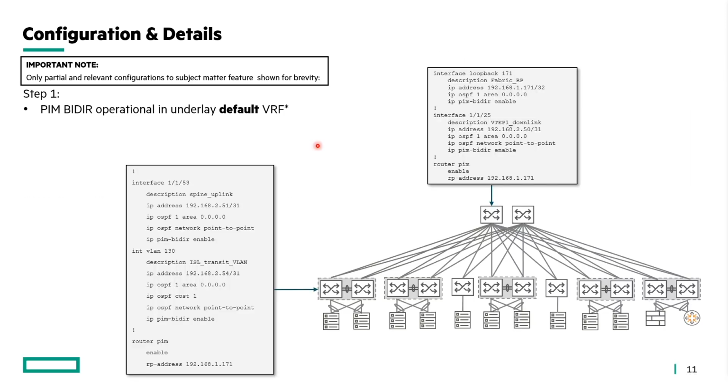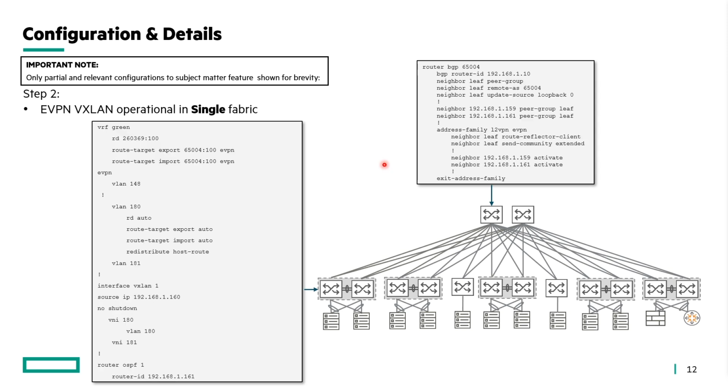So let's go over some of the configuration and details. We'll only configure partial configs for brevity, but we can find these in publicly available resources. So the first step is to enable PIM bidirectional, and this must be enabled in the default VRF. Please refer to the 10.13 release update for PIM bidirectional configuration that I covered previously.